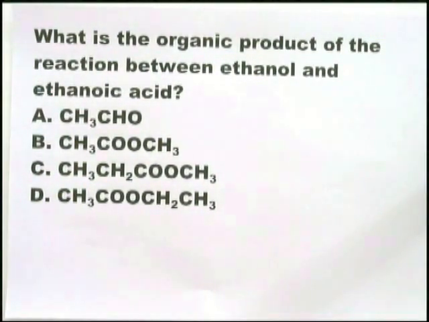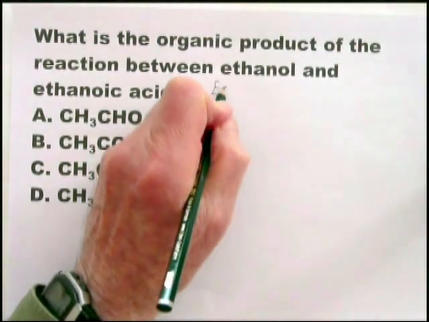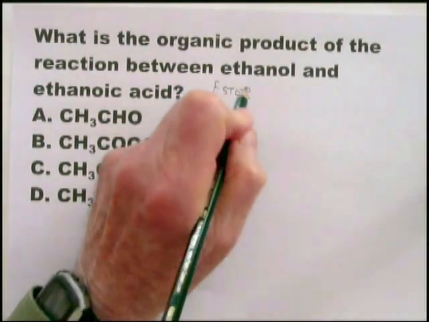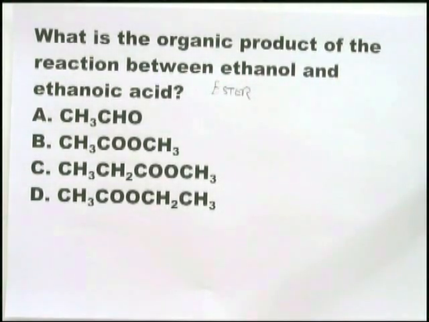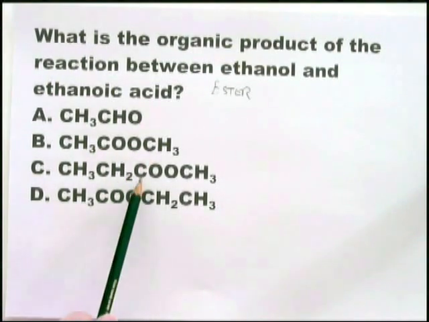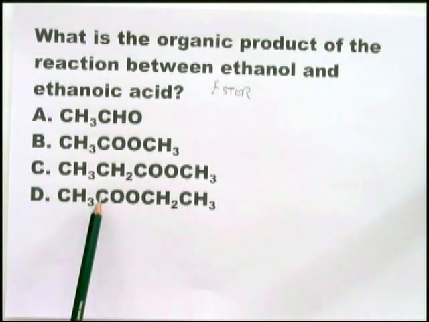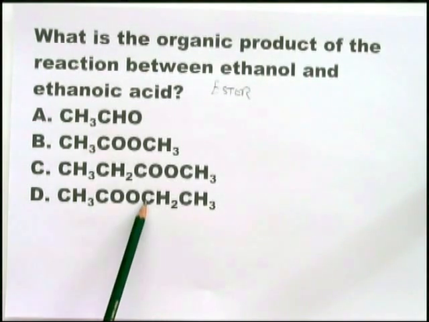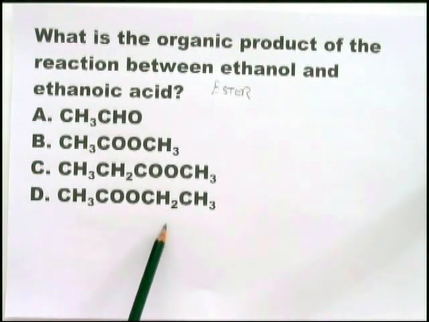This is also something you have to remember. The organic product of the reaction between ethanol and ethanoic acid is an ester. You are looking for an ester, and as before, we are looking for that COOC. And here there are two of them. This one's left COOC, COOC. Oh, there's three of them. COOC. There's three esters there.